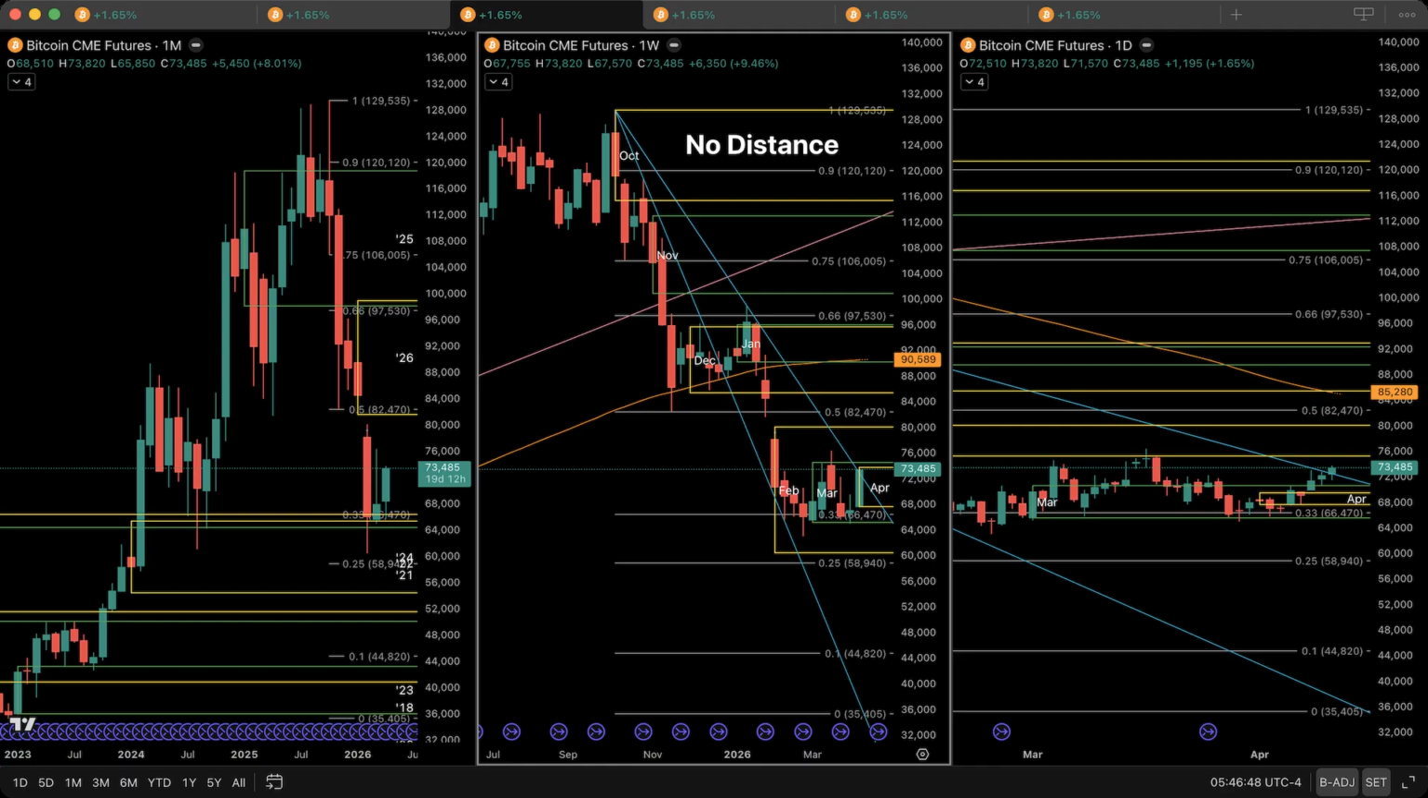Now observe the shape. The March candle has a long upper wick. This shows rejection. Rejection means price attempted to move higher, but could not stay there. It was pushed back inside.